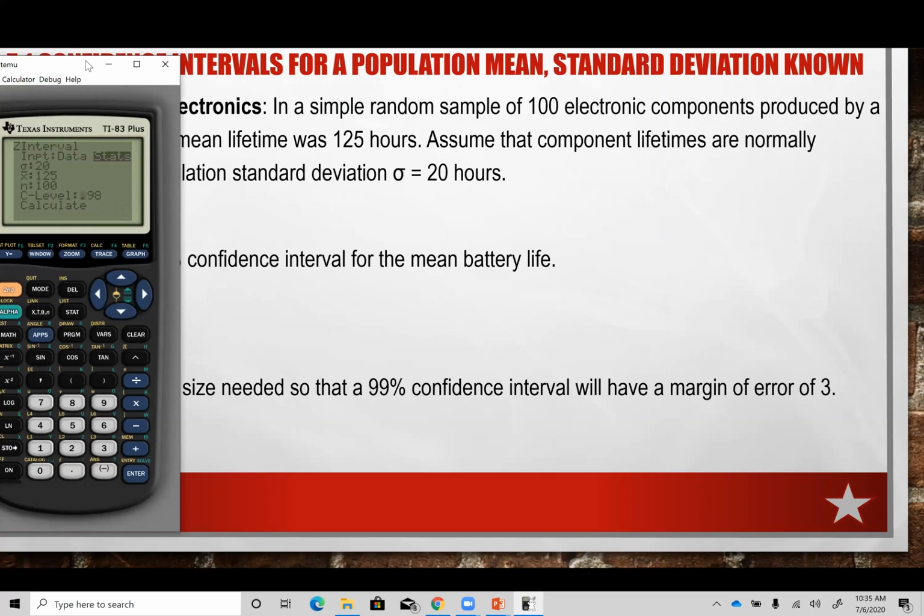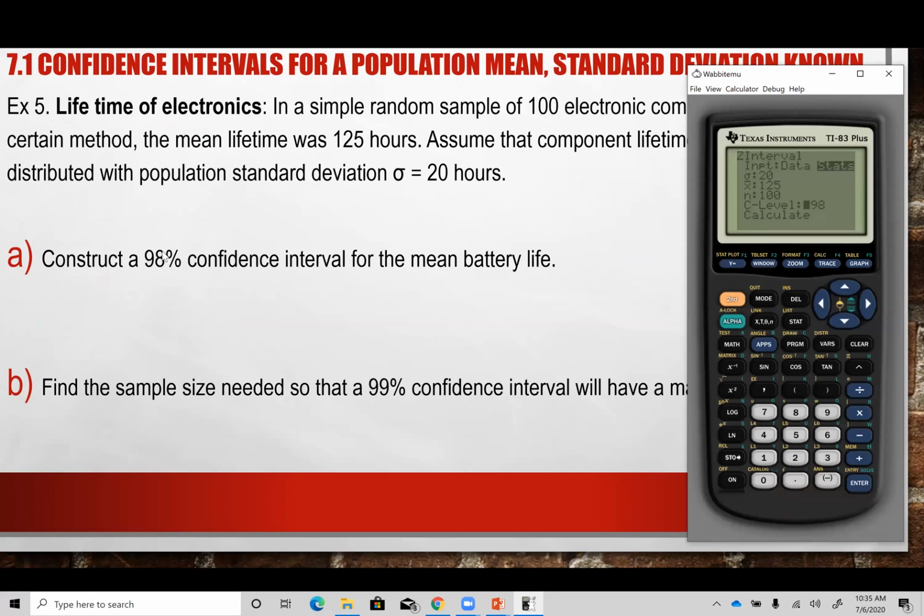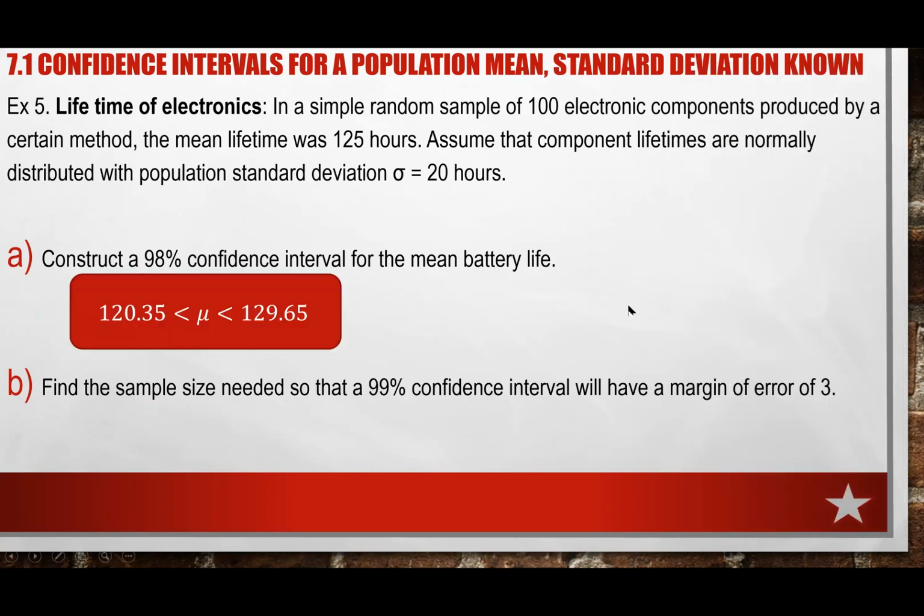Everybody see that that is what we have here, 98% confident. If you type it in and hit calculate, again the confidence interval is between 120.35 on the left side, the smaller endpoint, and 129.65 on the right-hand side, your upper boundary.